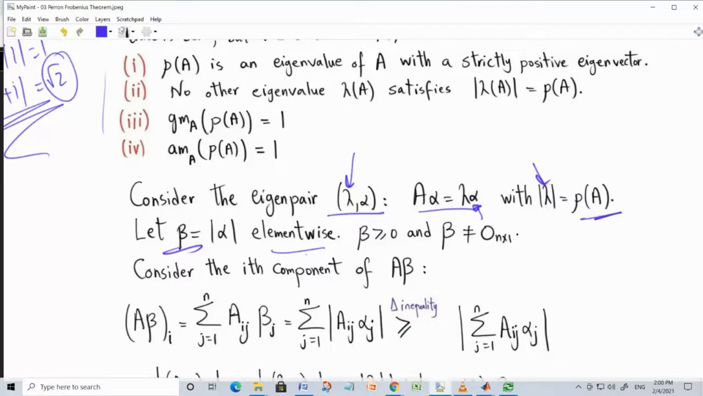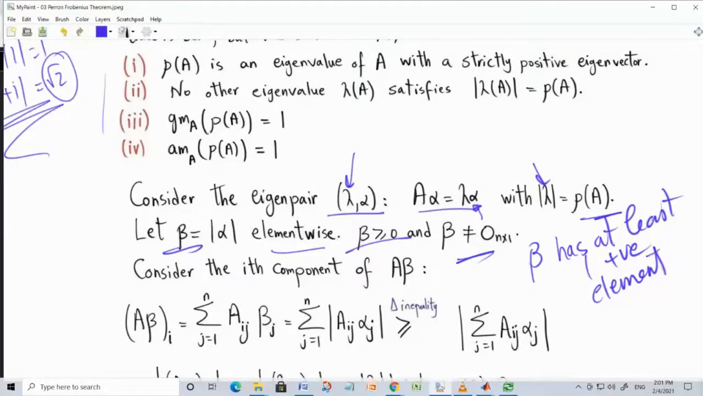Now because beta is a vector of magnitudes, we can say something about it. Beta, as a vector element-wise, is a non-negative vector. The components of beta are real valued and non-negative because it contains magnitudes. But we can also say something more: beta has at least one positive element. This means that beta is not equal to the all zero vector.